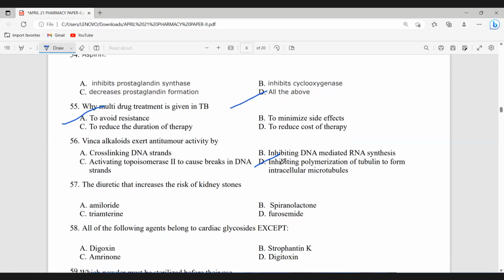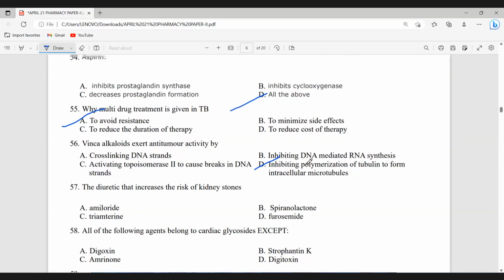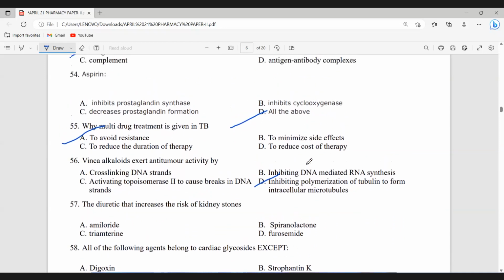Take a screenshot of this question too. 56. They gave the direct mechanism of action. Take the screenshot of 56. Did you take the screenshot of the 56th question?